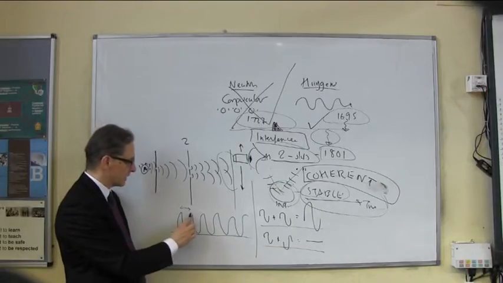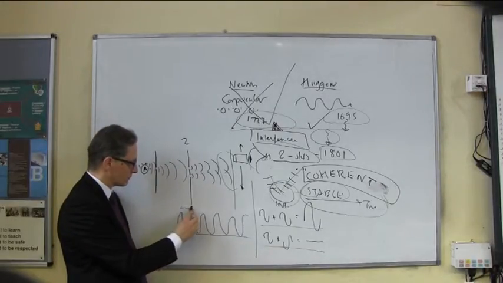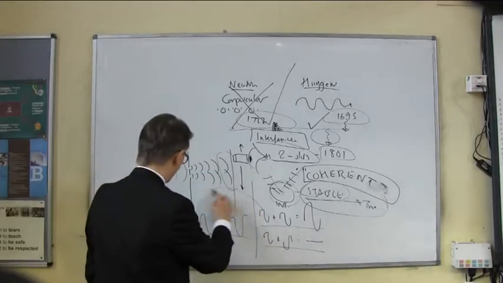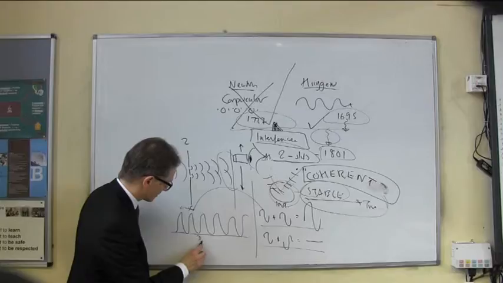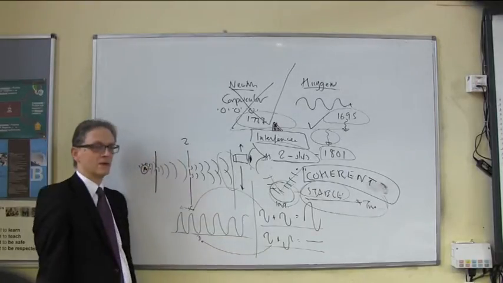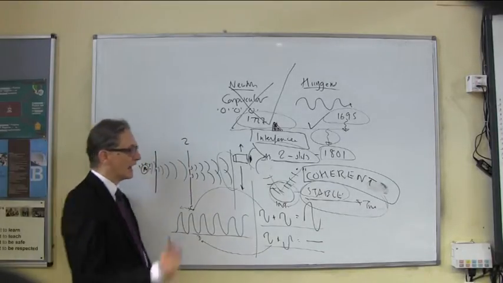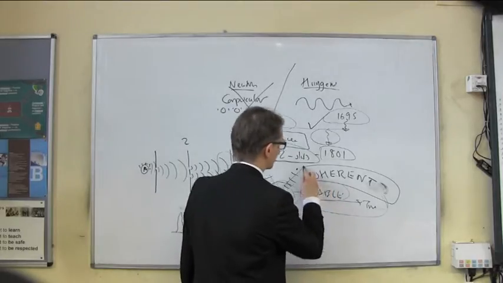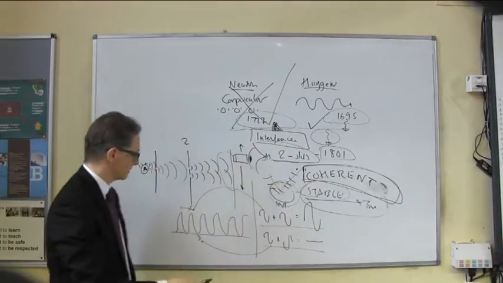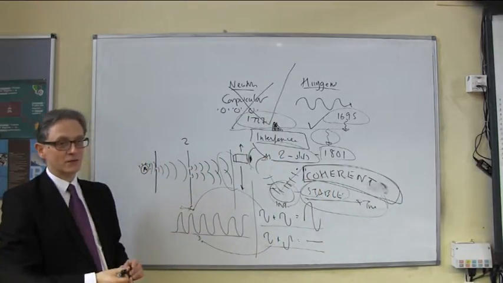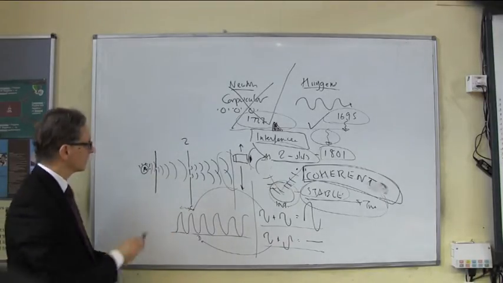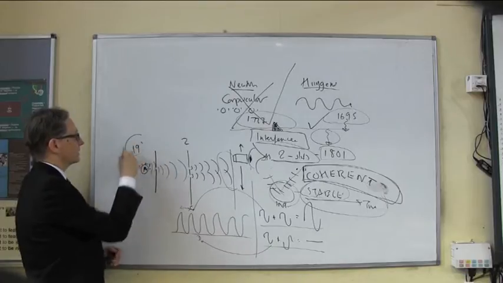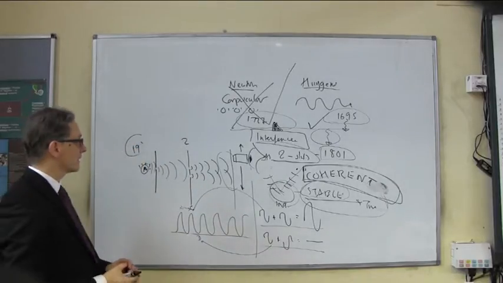The point is you get points of constructive interference, where the waves are supporting each other, and you get points of destructive interference, where the waves are cancelling each other out. And, very importantly, because the waves are coherent, this pattern stays there for long enough for you to look at it.